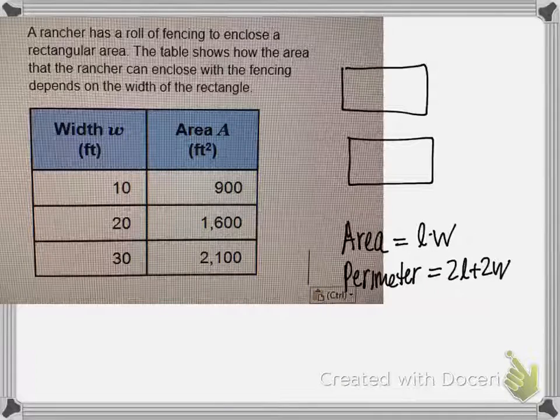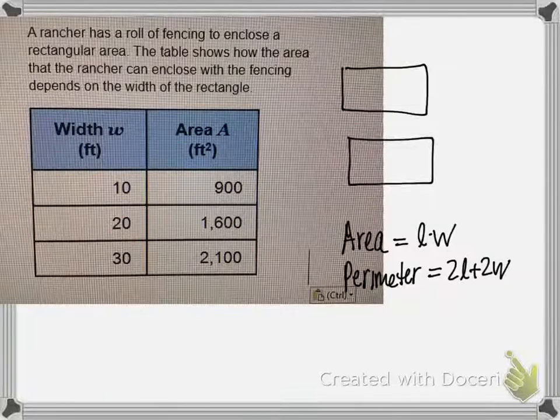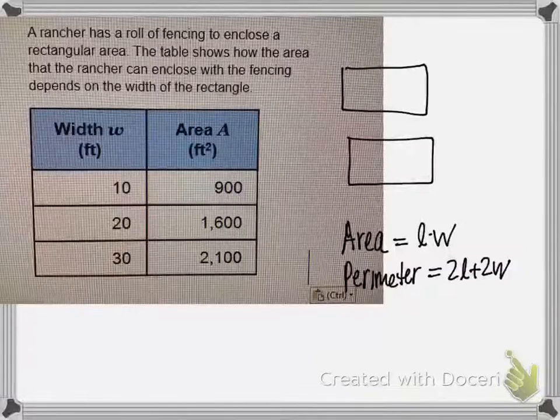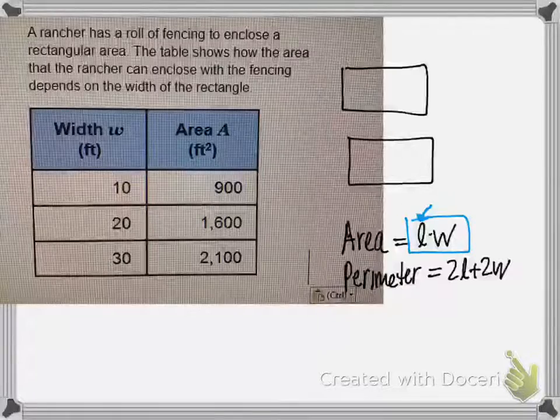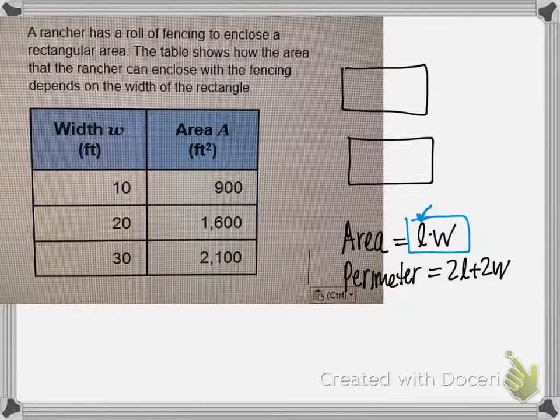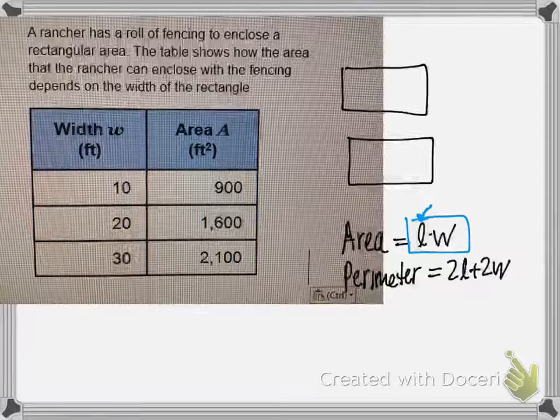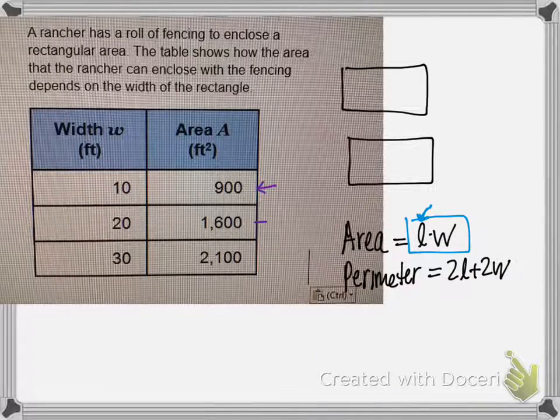So the question is asking you which quadratic equation gives the area, and you have to write it in terms of W. So if you're writing this in terms of W, you need to replace this variable in terms of W. And how you're going to do that is using the perimeter equation. But the first thing you need to do is find the perimeter of the rectangle. So let's take a look at two of the ordered pairs here.